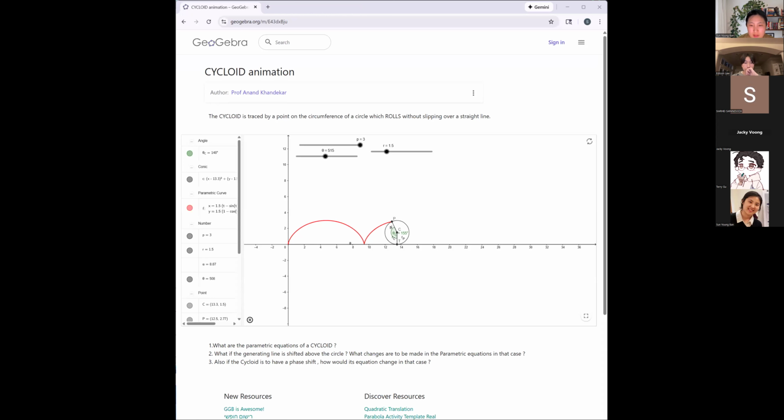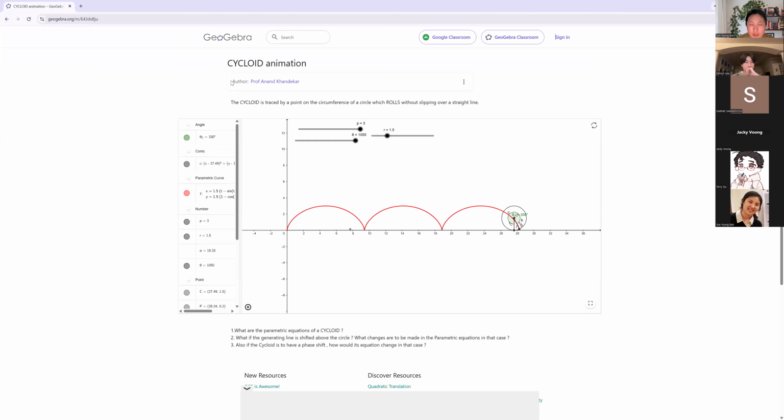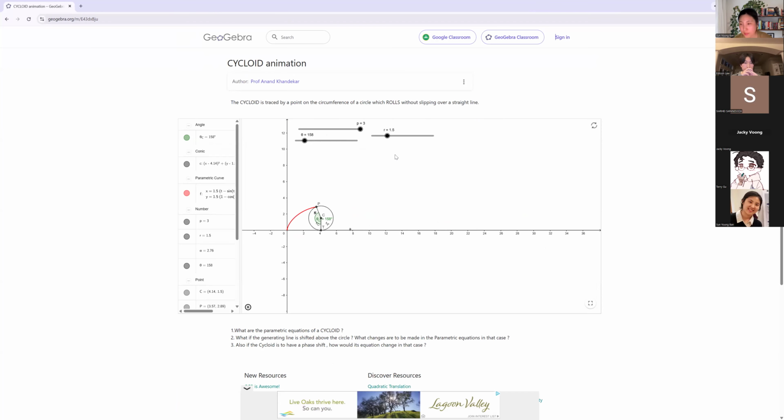So this is a cycloid. That's what we call cycloid animation. So if you go back to my PowerPoint, whoa, those X and Y functions look so complicated, but actually you can graph it. That's the idea. And this cycloid is part of what we call a parametric equation. It's a part of the parametric equation as well.